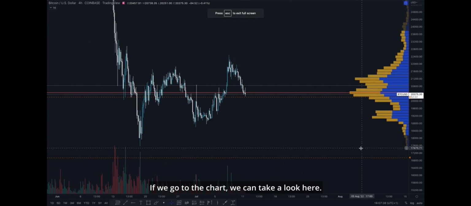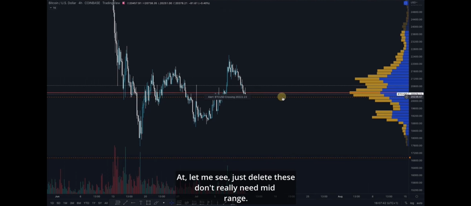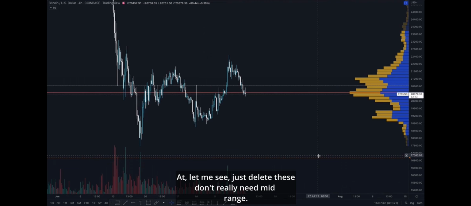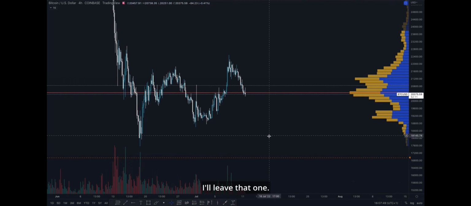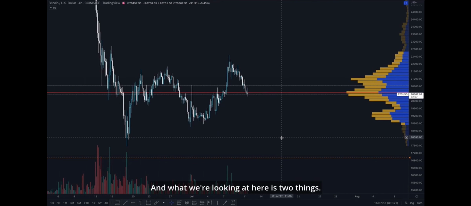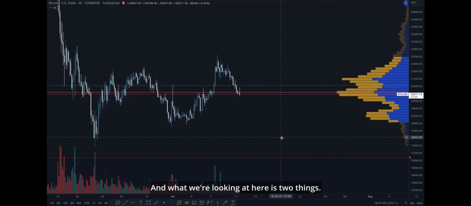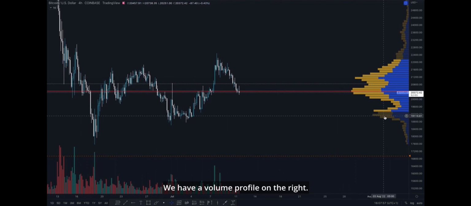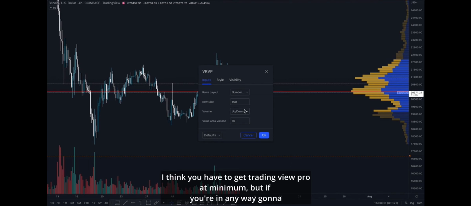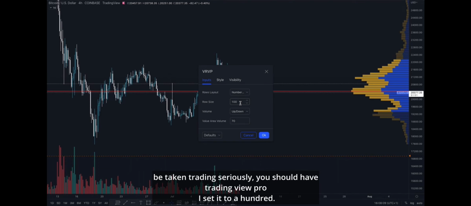If we go to the chart, we can take a look here. Let me just delete these, I don't really need mid-range. I'll leave that one, it's a longer term signal. What we're looking at here is two things. We have a volume profile on the right. This is on TradingView, which you can't use for free. I think you have to get TradingView Pro at minimum, but if you're going to be taking trading seriously in any way, you should have TradingView Pro.